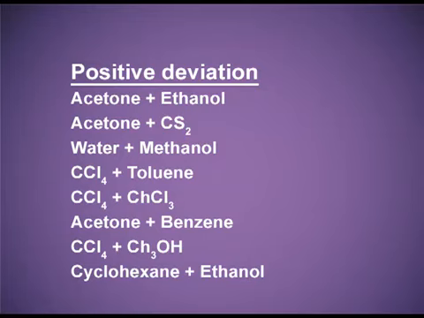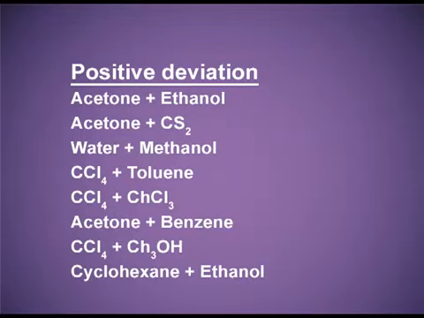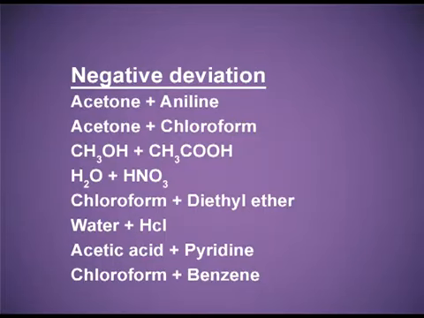Now let me give you an example of each type. Solutions showing positive deviation, for example, acetone and ethanol. When acetone and ethanol are mixed, the resultant solution will show the positive deviation from the ideal behavior. Another example is acetone and carbon disulfide. There are so many solutions that show positive deviation. Acetone and aniline or acetone and chloroform will show the negative deviation from the ideal behavior.